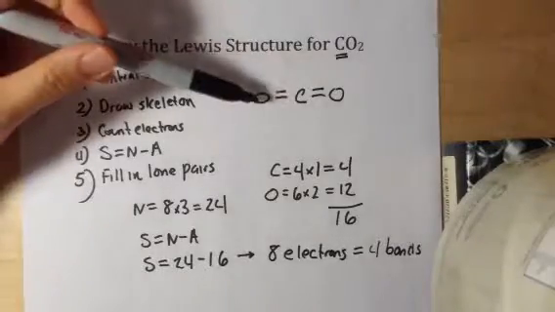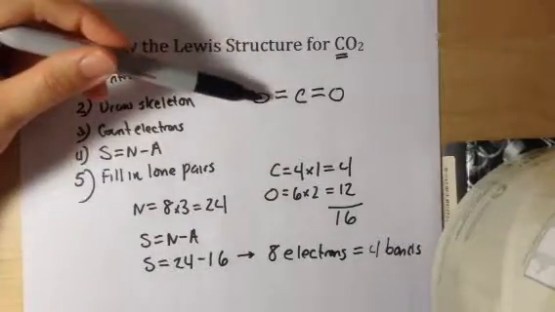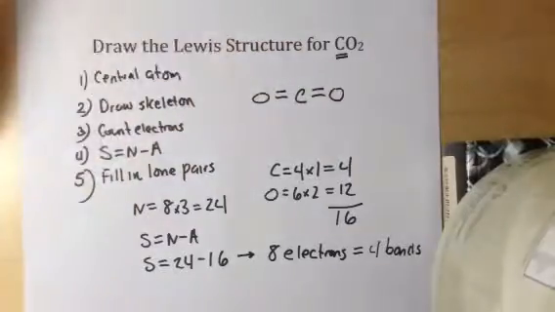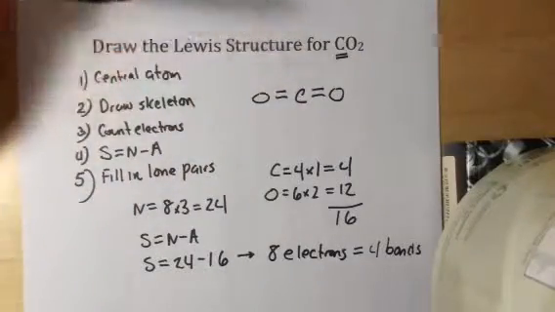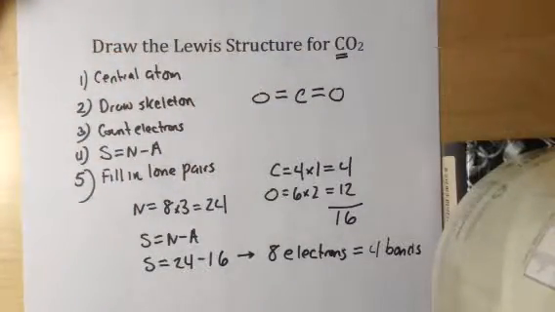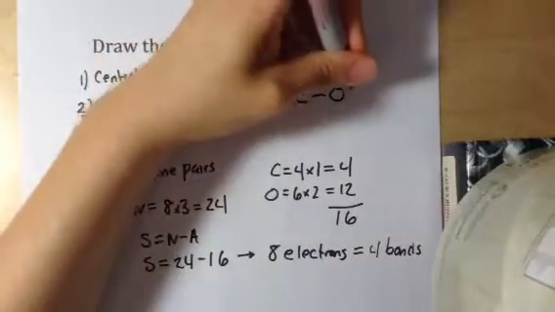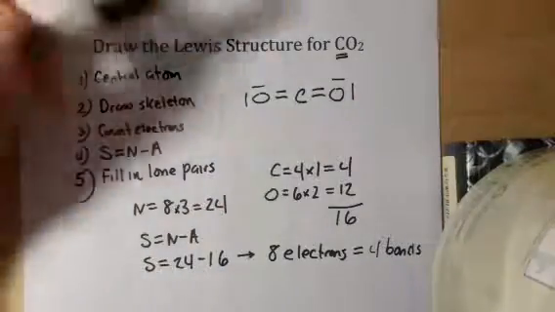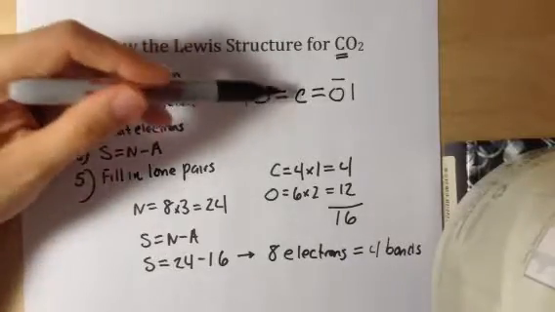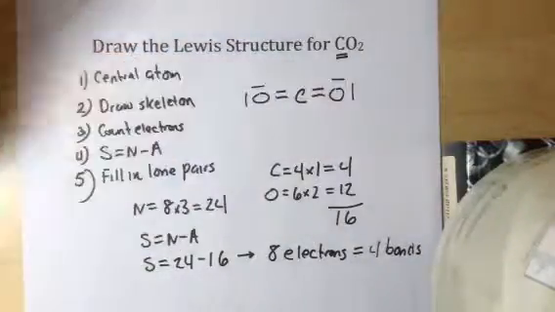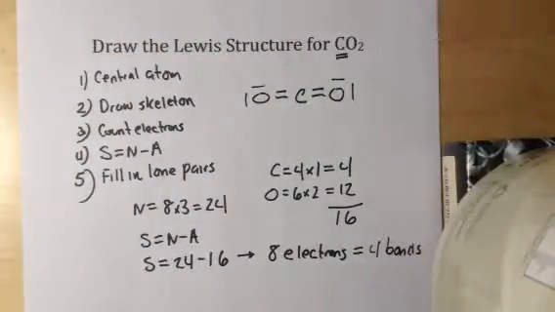On top of that, the oxygen doesn't yet have an octet. Neither of these do. In order for the oxygen to get an octet, each one needs 4 more electrons, or 2 electron pairs. So I'm going to draw 2 electron pairs onto each oxygen. Now this works, because if you count them up, 2, 4, 6, 8, 10, 12, 14, 16, we've used up our 16 available electrons. Everyone has an octet.